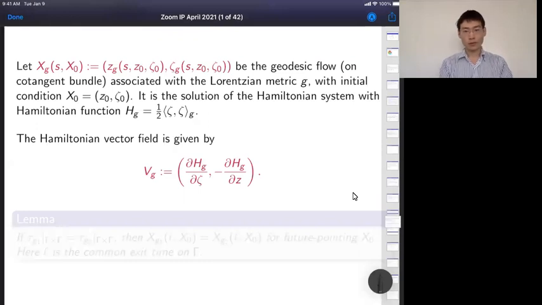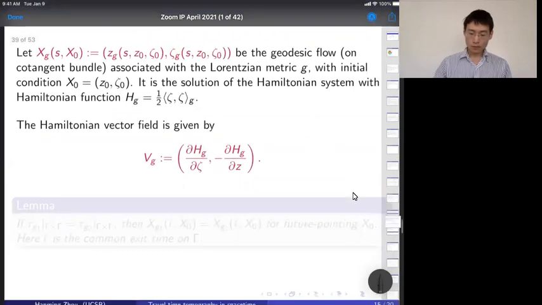So then basically this geodesic flow is a solution of some Hamiltonian system, where the Hamiltonian is just one half of the inner product of this zeta with itself. And then we also have the corresponding Hamiltonian vector field, which in this case is the geodesic vector field, and can be defined in the usual way from Hamiltonian theory.